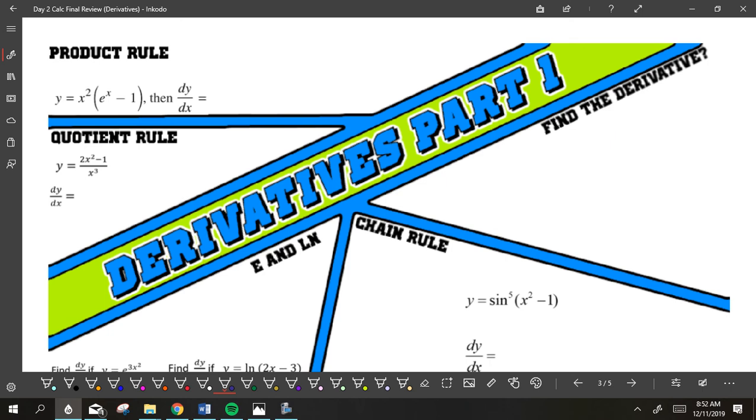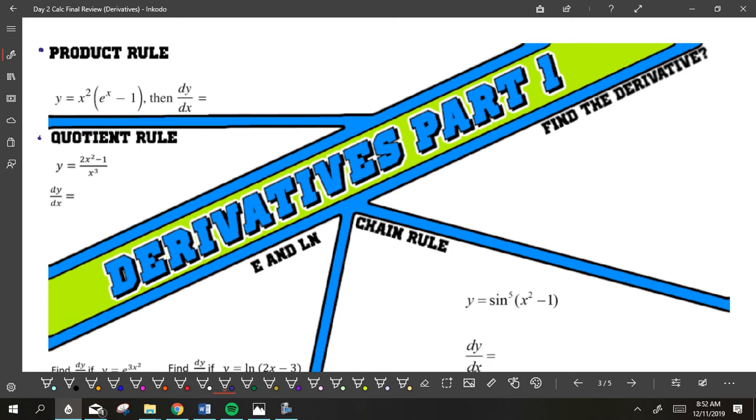We are covering everything we did from mid-August till October on these notes right here. So a lot of different things we're covering. Product rule and quotient rule are the first two things up. You don't need product rule and quotient rule all the time. You need them when you look at a problem. And what do you have in that problem?